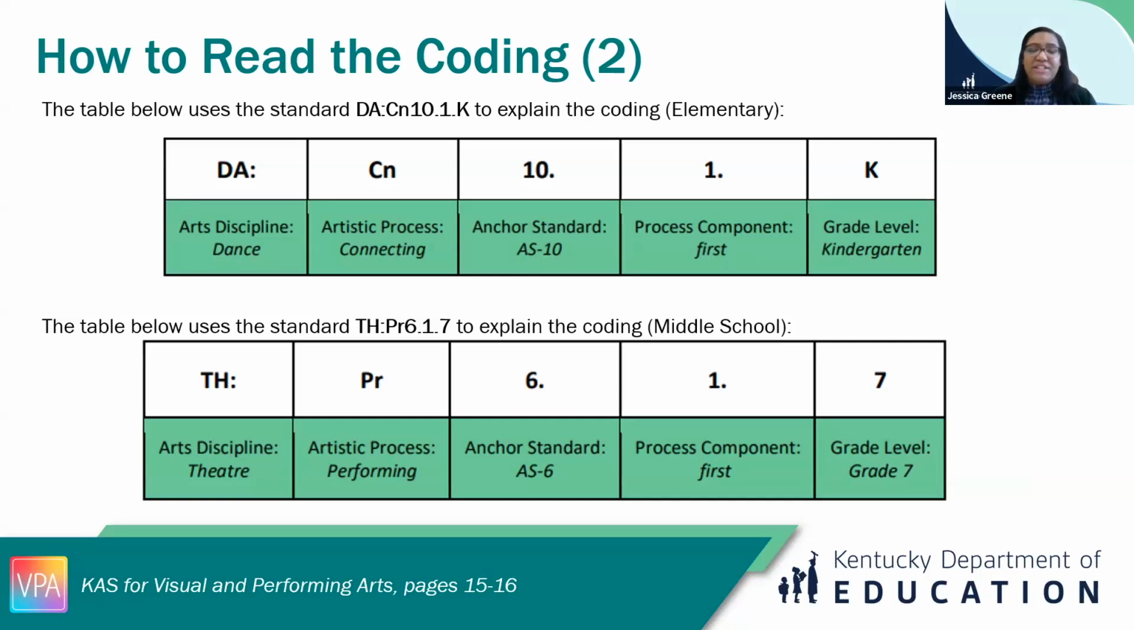On the middle school level, it's going to look very similar. Theater is TH. Presenting or performing for theater is PR. And then it looks like that's anchor standard 6. It's the first process component, and then it's grade level 7. So it's a 7th grade standard. I love that the grade level is at the end because you can see by the bookend, theater 7th grade. You can just glance at it and capture those big points.